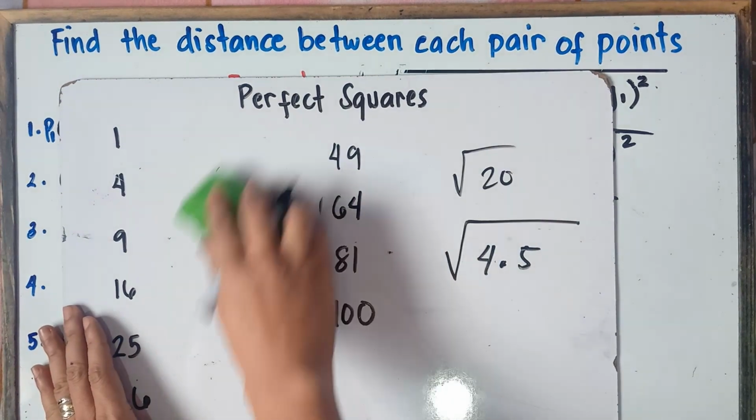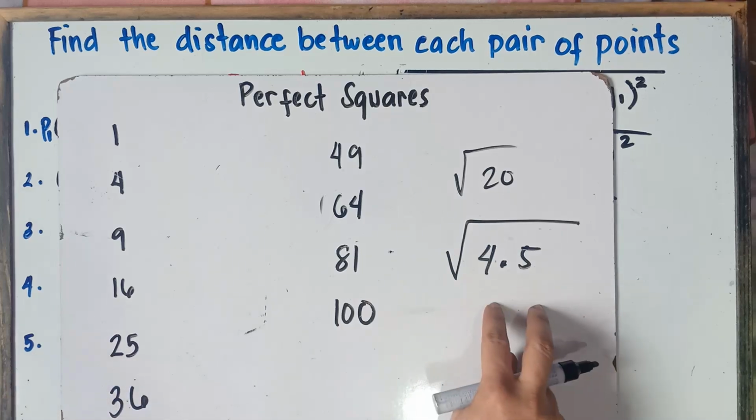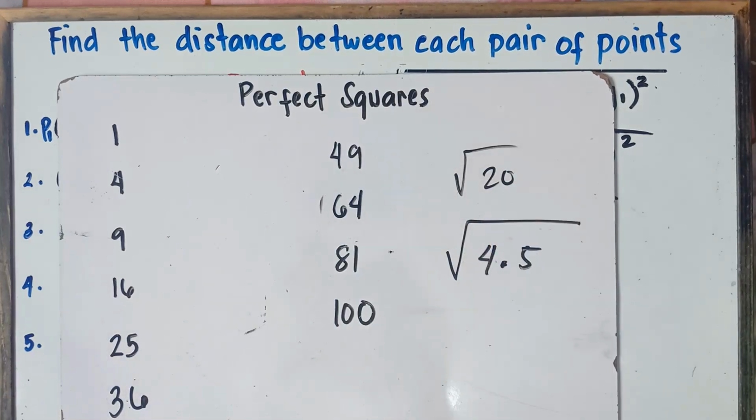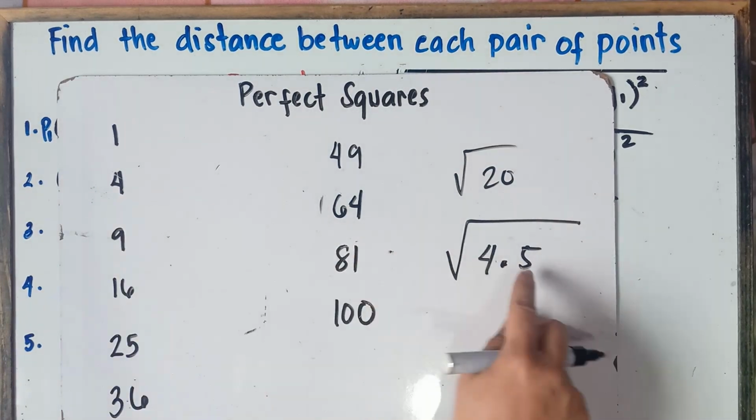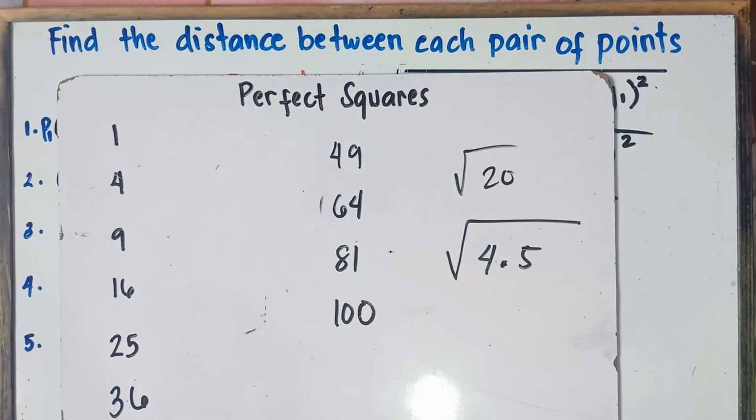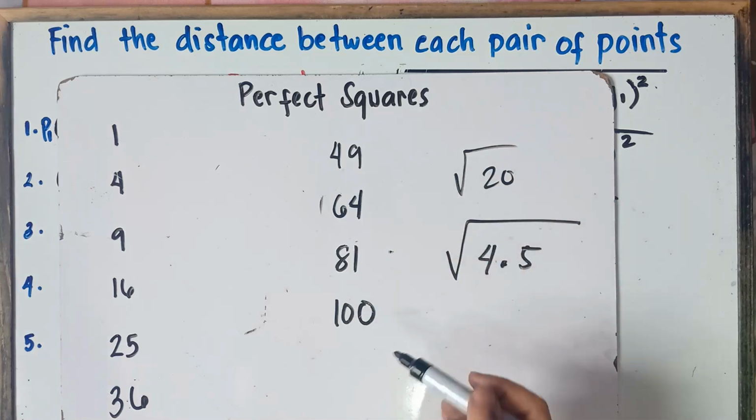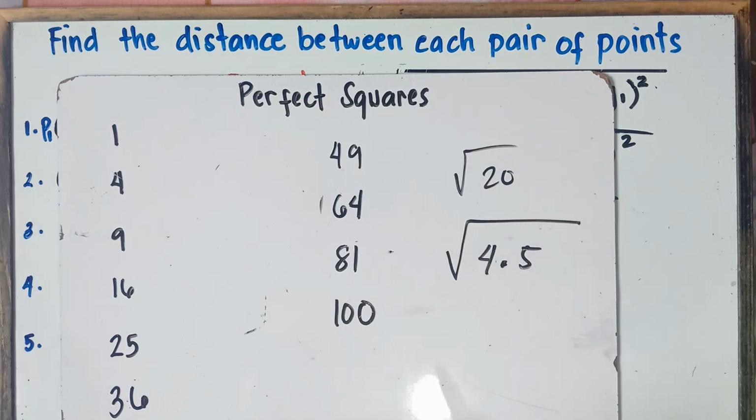Because if you multiply 4 and 5, the answer, class, is 20. And one number is a perfect square. 4 is a perfect square, and 5 is not. Okay, so that's the thing that you need to do, class. When the number is not a perfect square, you need to simplify if you can simplify. If you cannot simplify, simply copy, class.